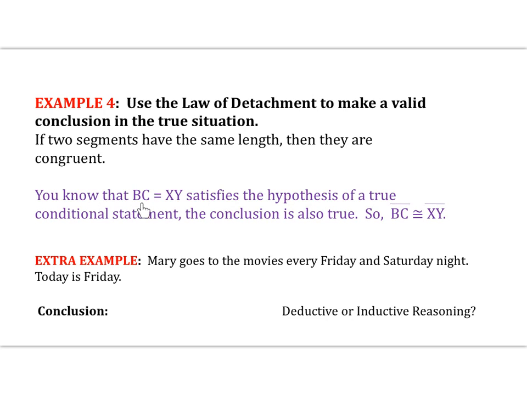You know that BC equals XY, so the length from B to C equals the length from X to Y, which satisfies the hypothesis of a true conditional statement. So the conclusion is also true. So that means we can conclude that segment BC is congruent to segment XY.